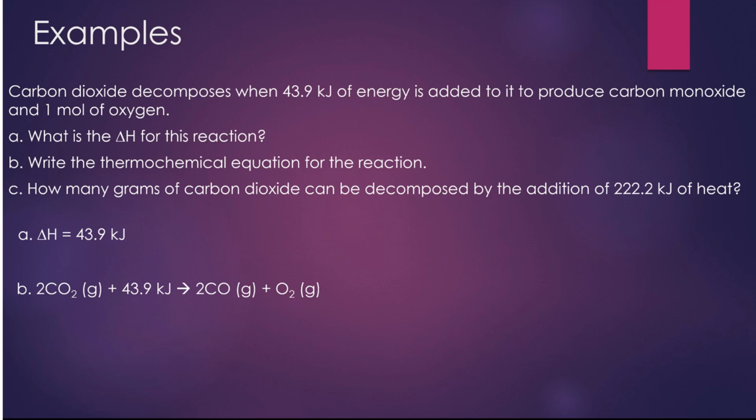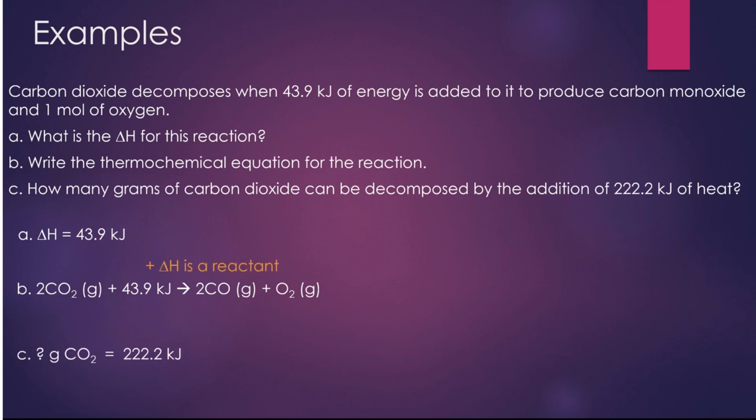Part B, write the balanced chemical equation, thermochemical equation. Carbon dioxide yields carbon monoxide and oxygen. And because our delta H is a reactant, it has a positive value, we will put it on the reactant side. Per 2 moles of carbon dioxide, it's going to require 43.9 kilojoules of energy.